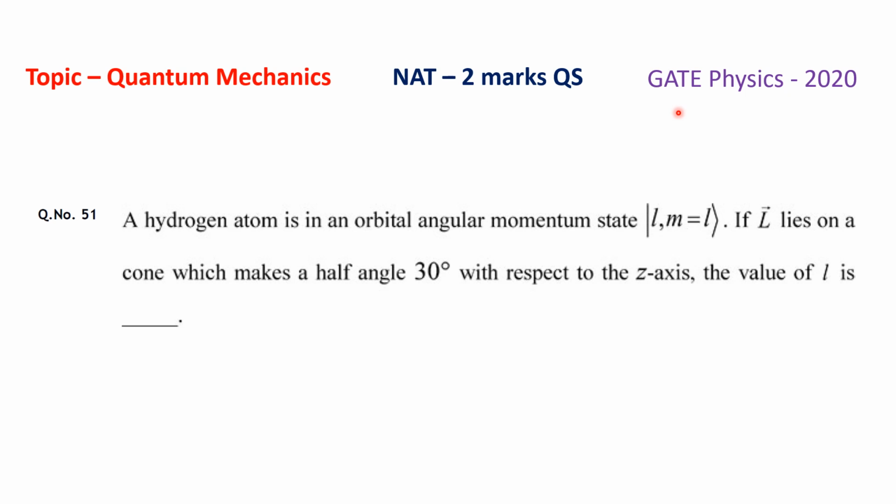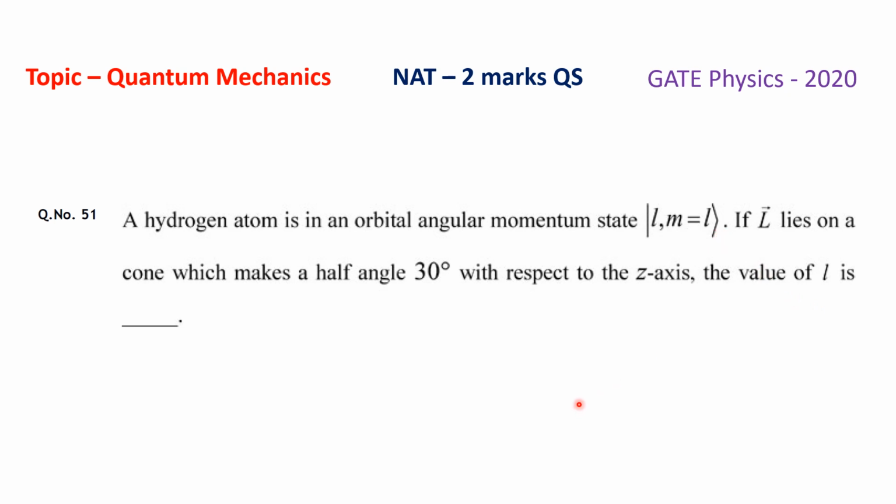This question was asked in the GATE Physics paper 2020. This is a numerical answer type question having 2 marks, and the topic of the question is quantum mechanics. The question is, a hydrogen atom is in an orbital angular momentum state |L, m> where m equals L. If the angular momentum vector L lies on a cone which makes a half angle 30 degrees with respect to the z-axis, then the value of L is. So you have to find the value of L here.